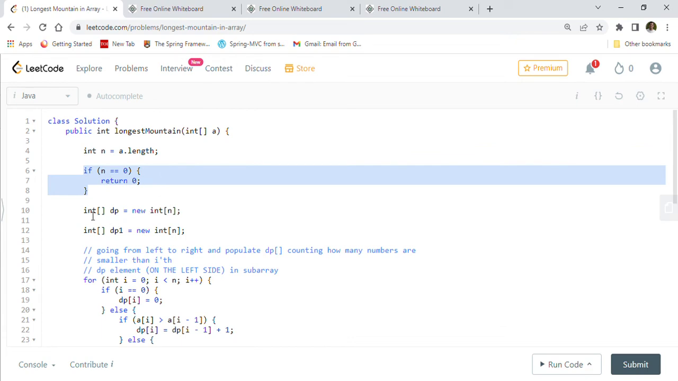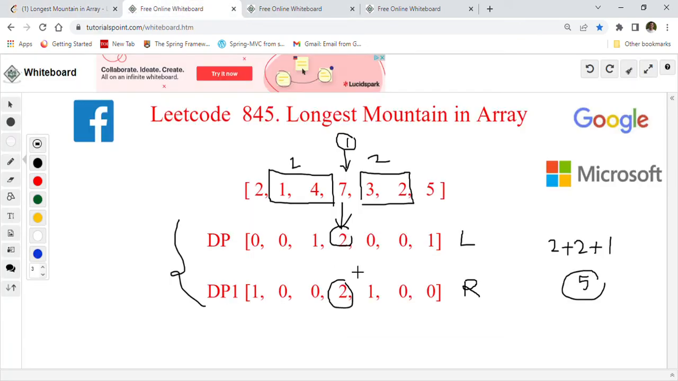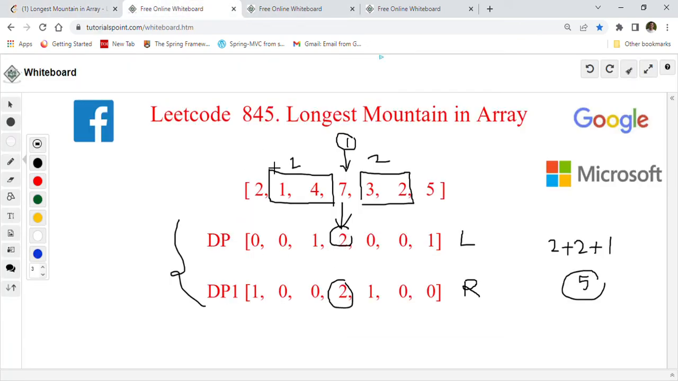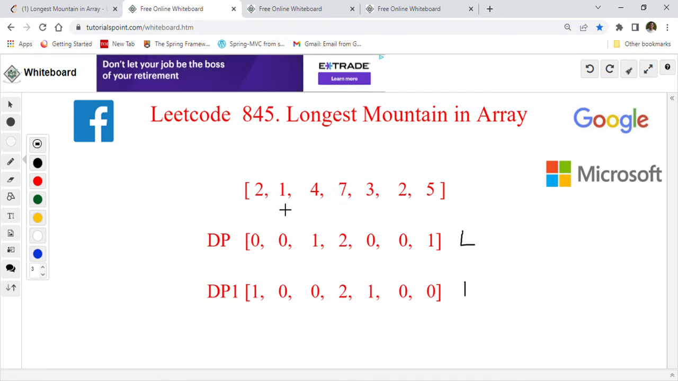So that's straightforward. Now we will create two arrays here, dp and dp1, of length n, right? After that, what we are going to do here is we are going from left to right. So as I explained to you, let me just remove all this. The first step we are doing is going from left to right and populating this dp array, correct?